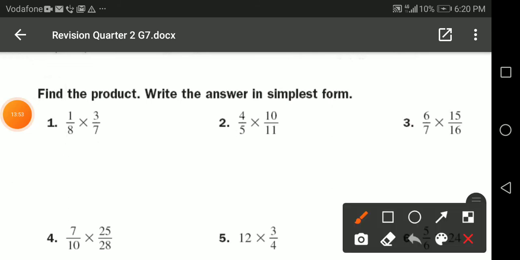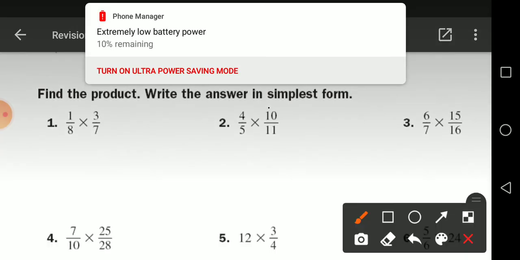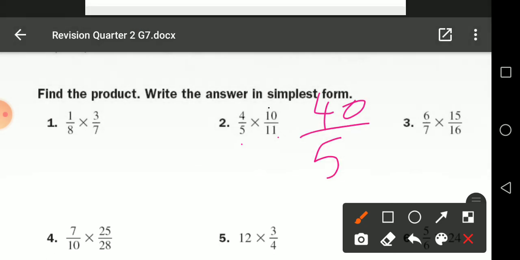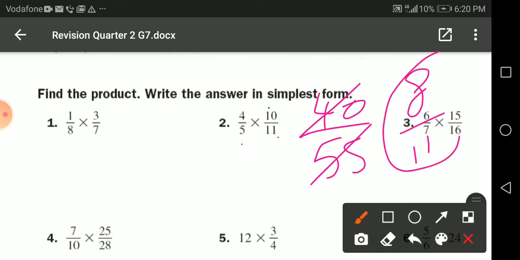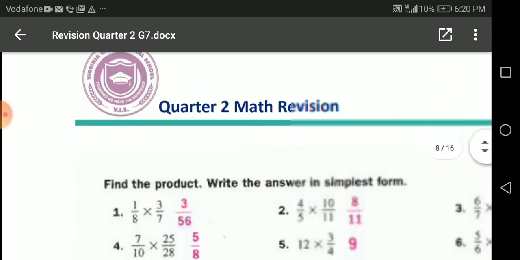Okay, what about this? 4 times 10 we have, and we can do another thing, and it's very easy too. 4 times 10 is 40, 5 times 11 is 55. Okay, so can we simplify? Of course, because we have here divided by 5, divided by 5. 40 divided by 5 is 8. 55 divided by 5 gives me 11. So 8 over 11 is the simplest form, and it's so easy.